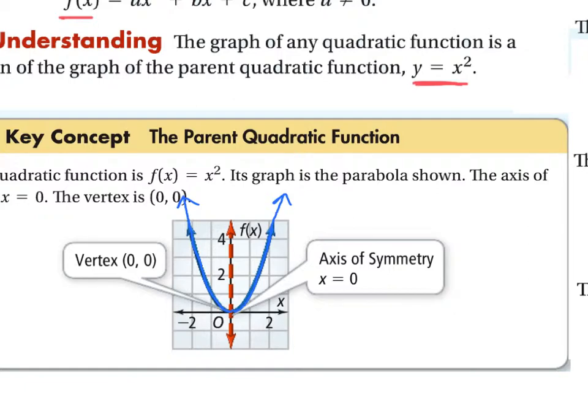Good so far? All right, then let's take a look at our first example.